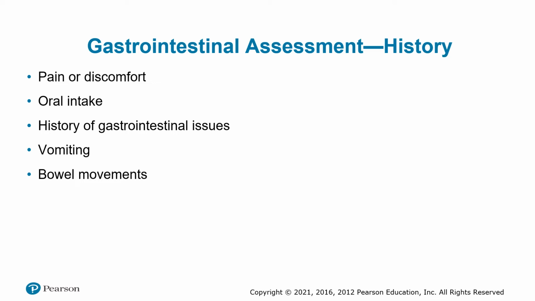And then vomiting, I want to know various things, like is it chunky? Does it have a red color to it? Is it dark, coffee ground type vomit? And in their bowel movements, I want to know if it is bright red or a dark tarry color, and the consistency. Those things all clue me into GI problems that the patient could be having.